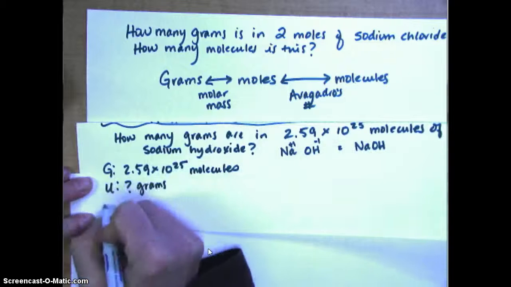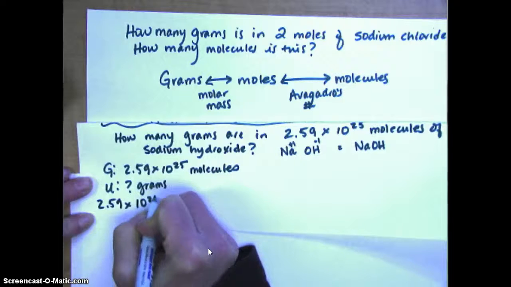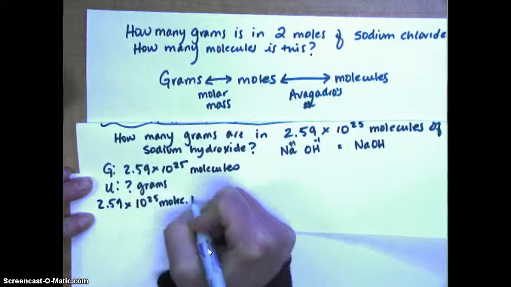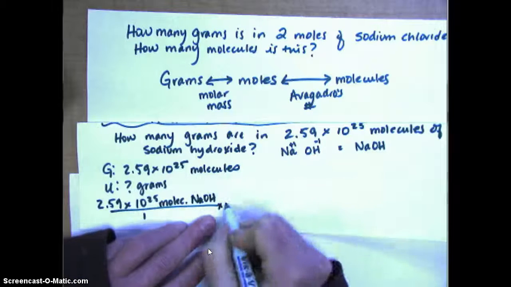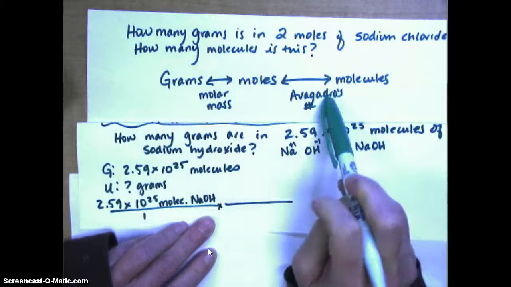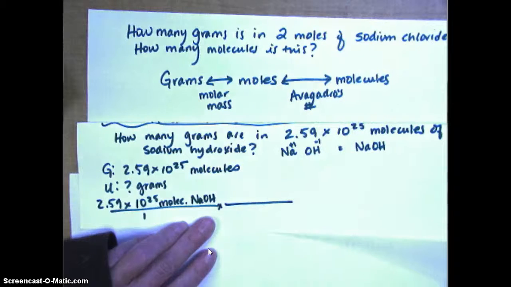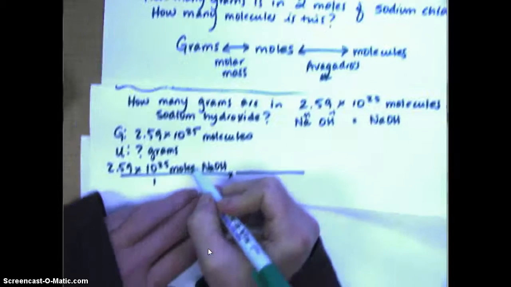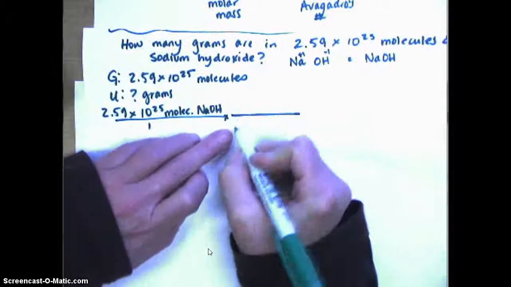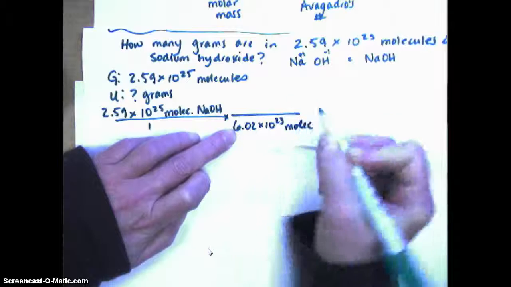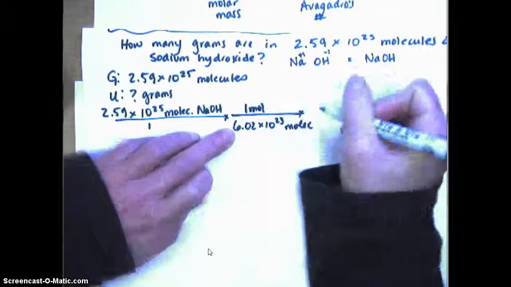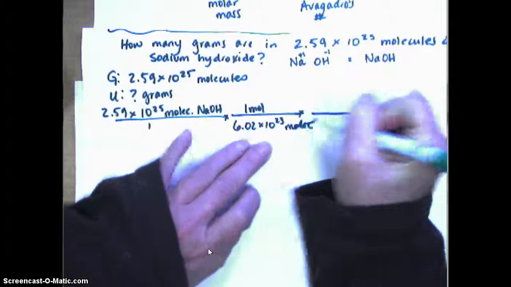So starting with the given, 2.59 times 10 to the 25th molecules of NaOH over 1 times, so we're using Avogadro's number, we're going to have to use the ratio of 1 mole equals 6.02 times 10 to the 23rd molecules. Since molecules is on the top here, we're going to put molecules on the bottom. And 1 mole on the top. And then we're going to multiply that by, molecules is going to cancel.